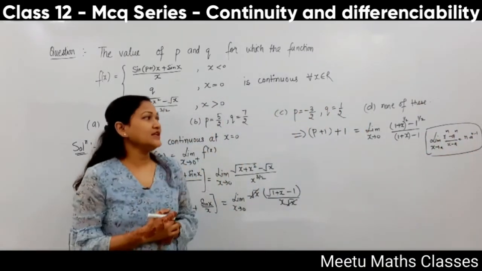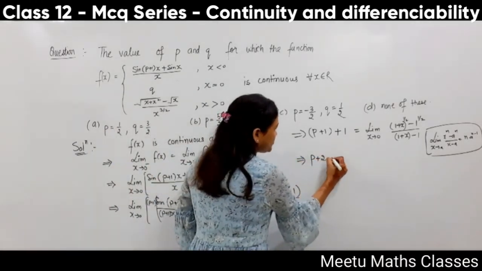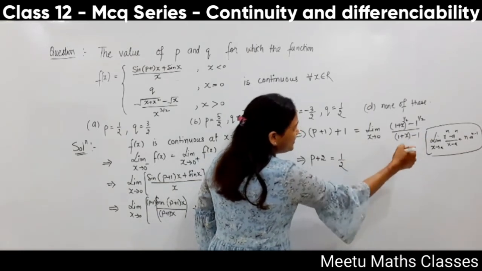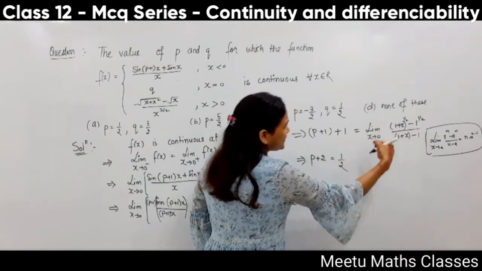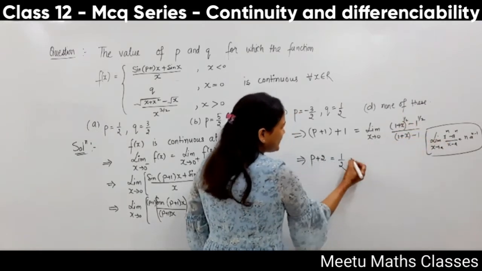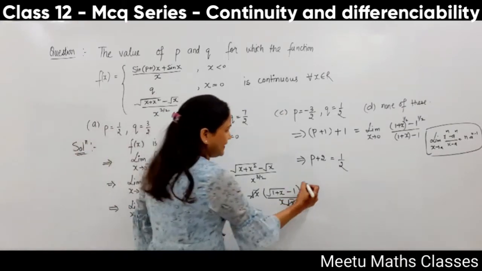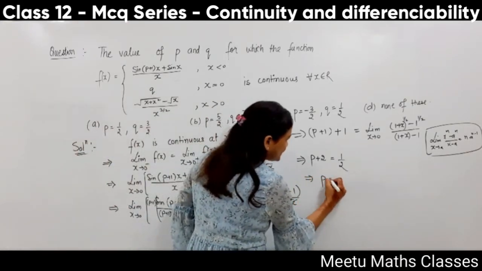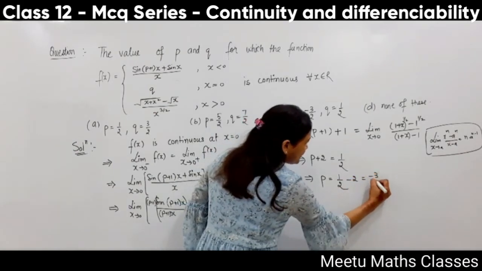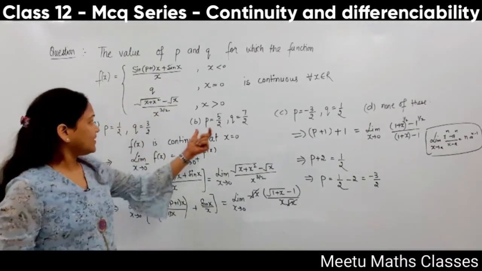So if you use this limit, then you will get p plus 2 is equal to half into 1 raised to power half minus 1, but 1 raised to power anything is 1 only. So you will get p is equal to half minus 2, that is minus 3 by 2. So p is equal to minus 3 by 2.